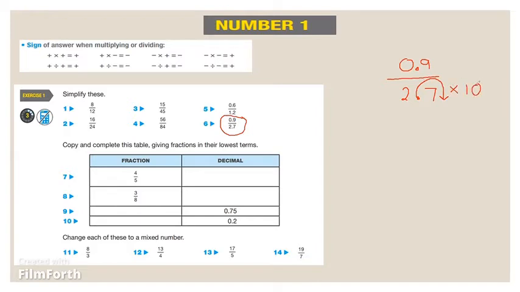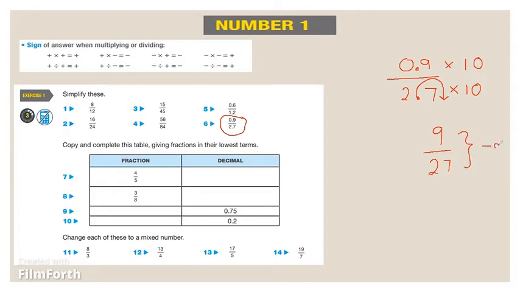Right? So I have done that to the denominator. Therefore, I have to do the same thing to the numerator as well. So 0.9, when I multiply by 10, I'm getting 9. And then 2.7, when I multiply by 10, I'm getting 27. So this is my new fraction. So when I get 9 over 27, now I can see both numbers are divisible by 9.